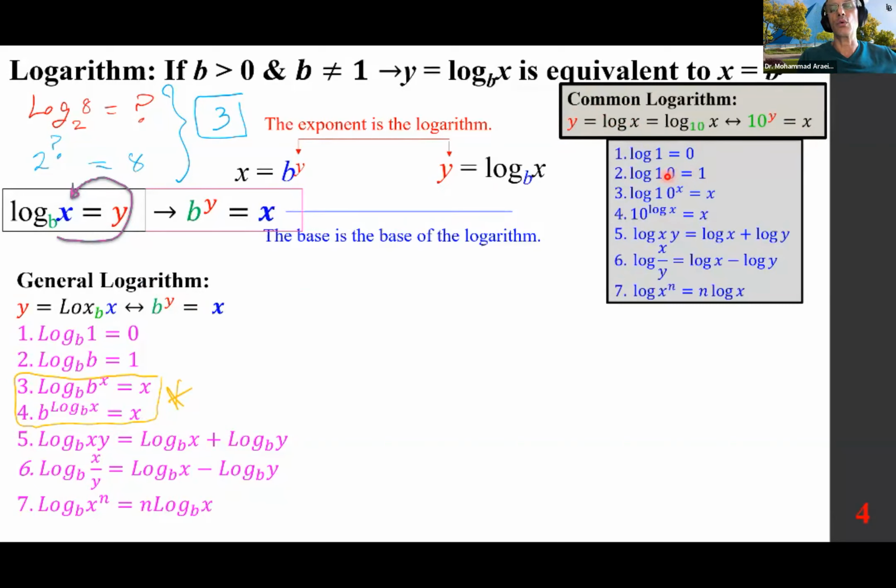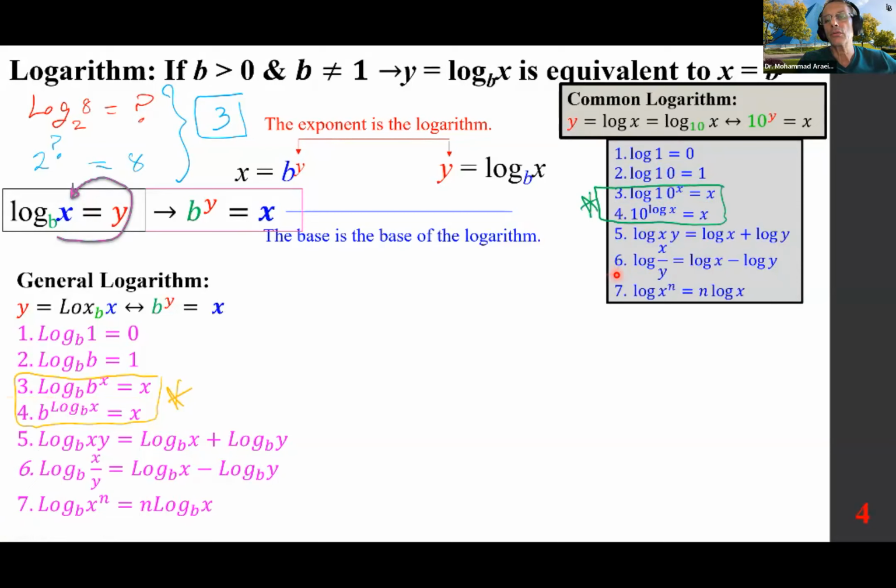Log 10 equals 1. Why is that? Remember, when the base and the argument are the same, the answer is 1. The base is missing, that means the base is 10. So log of 10 equals 1. Again, these two, just like these two, show that logarithmic functions and exponential functions are inverses of each other.